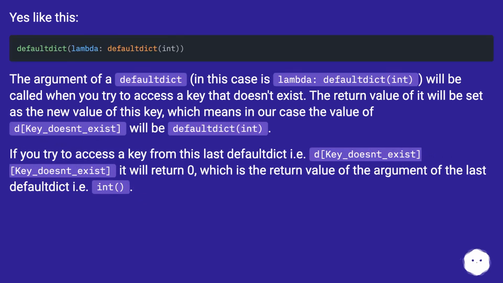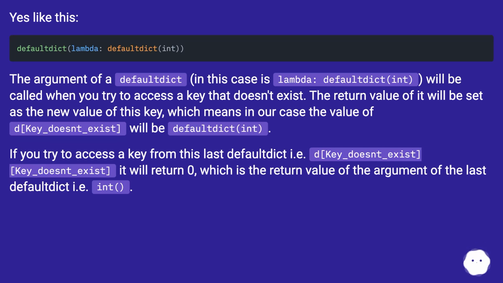The argument of a defaultdict, in this case lambda: defaultdict(int), will be called when you try to access a key that doesn't exist. The return value of it will be set as the new value of this key, which means in our case the value of d[key_doesnt_exist] will be defaultdict(int).